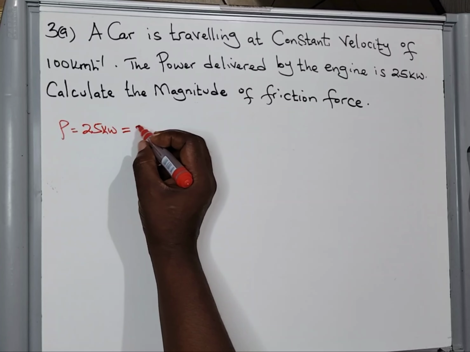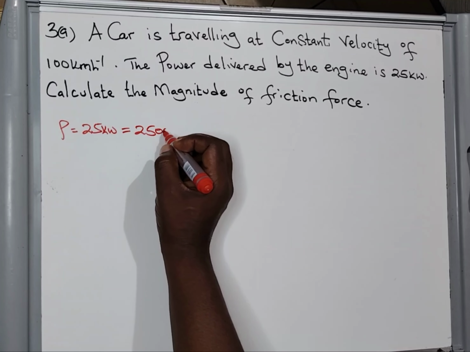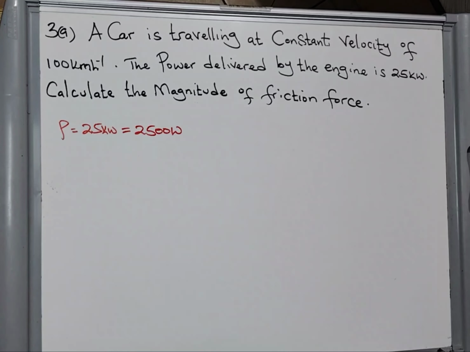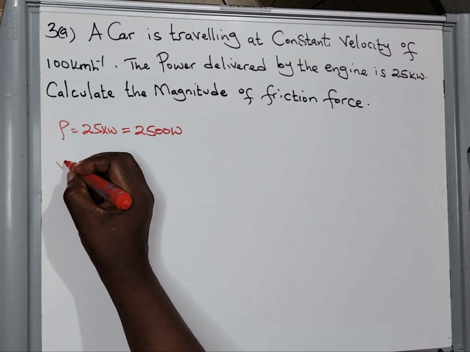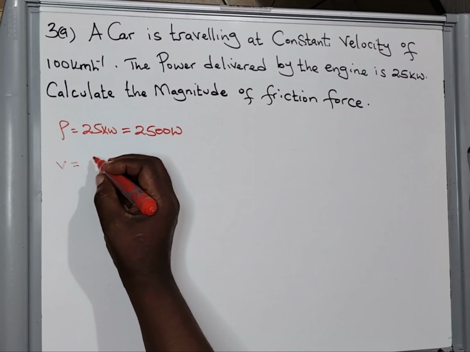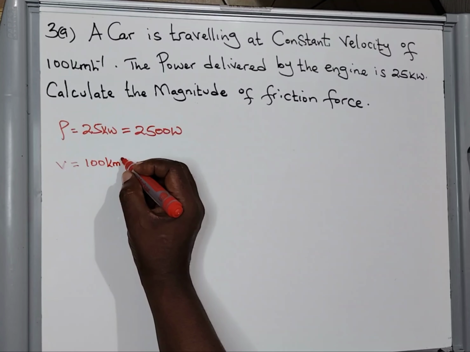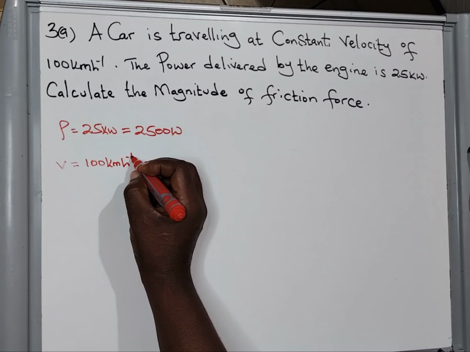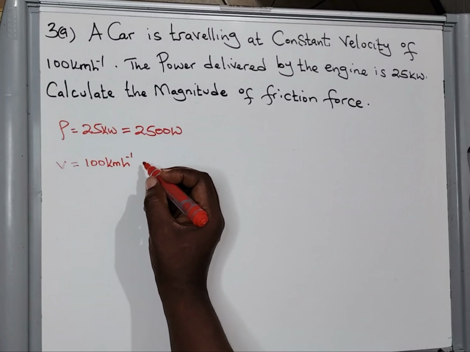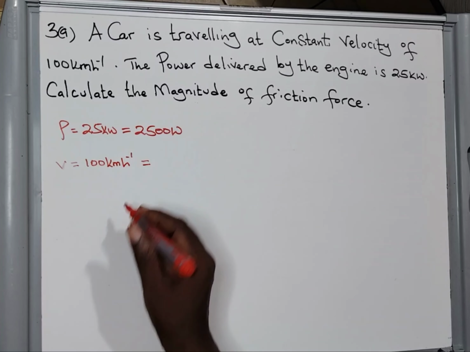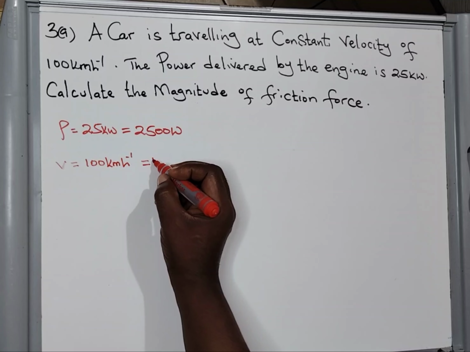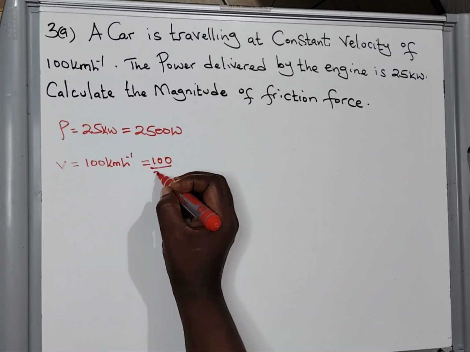This gives us 25,000 watts. What else do we know? We know velocity, which is 100 kilometers per hour, which is not in SI units. So what do we do with it? We change it to meters per second by dividing by 3.6.